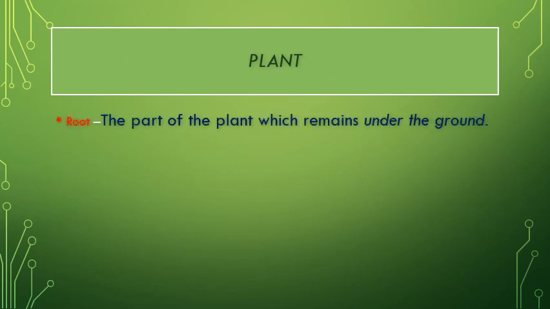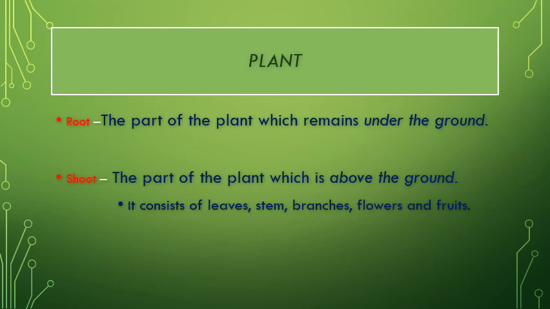The part of the plant which remains under the ground is called its root. The part of the plant which is above the ground is called its shoot. It consists of leaves, stem, branches, flowers, and fruits.